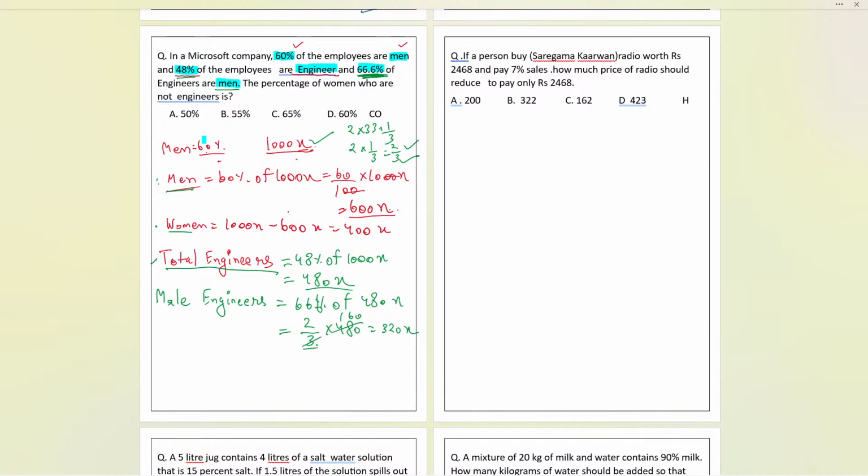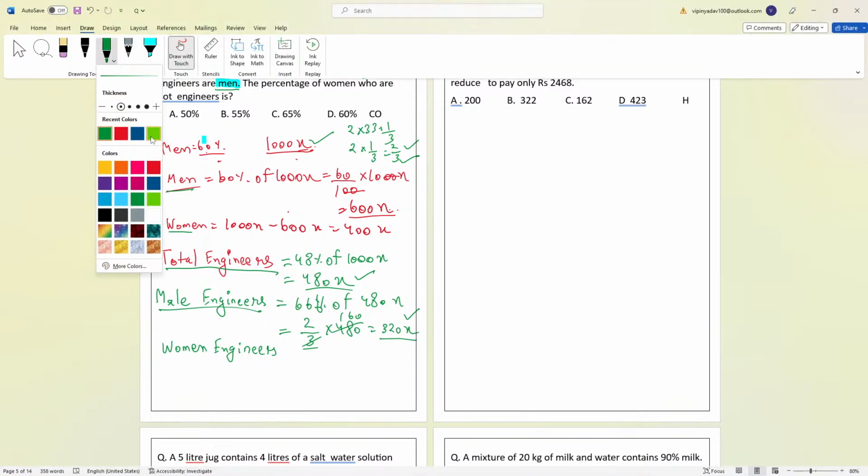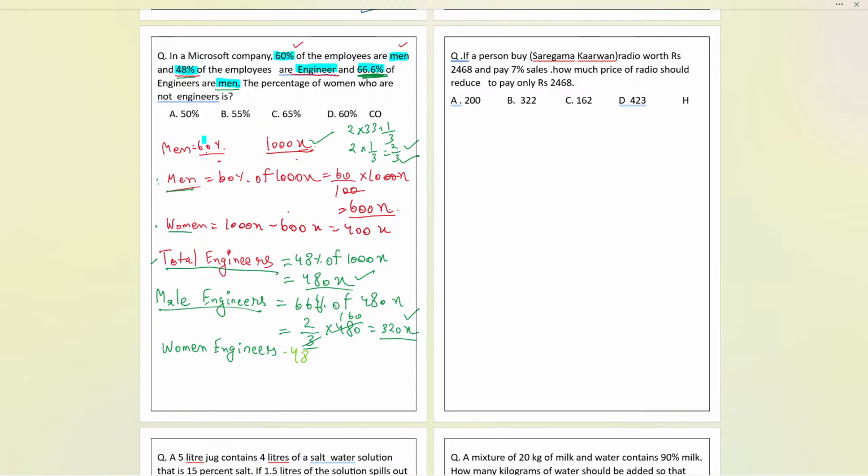Now if the male engineers are 320x, can I write about the women engineers? Yes, finally. So now let us also write the women engineers over here. Acha, now total are 480. If I subtract, it will be what? We can subtract it over here. So let us now subtract it. It will be 480x minus 320x. It will be 120x, I think. No, 160 I guess. Yeah, 160x we are getting. So now the women engineers, 160x, we have got.